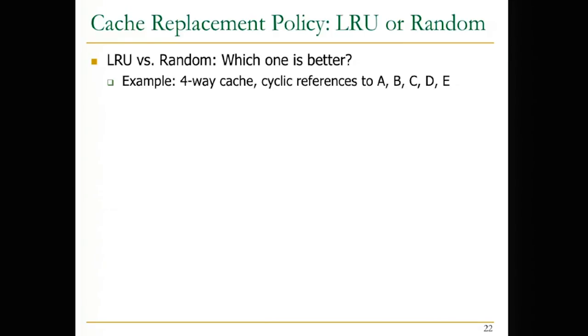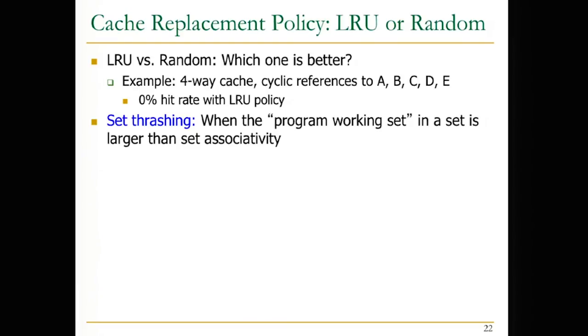So let me give you an example. If you have a four-way cache and if you keep doing cyclic references to A, B, C, D, E, and they all map to the same set, LRU hit rate is 0%. Whereas random hit rate is something that you should calculate on your own. But if you pick randomly, you will have something in the cache that you're going to hit later on, actually. Make sense? So that's one example.